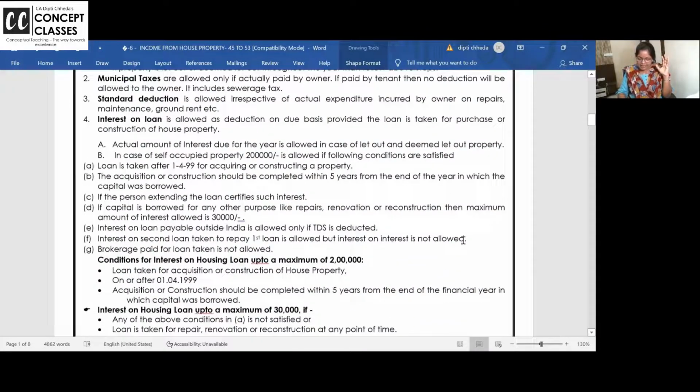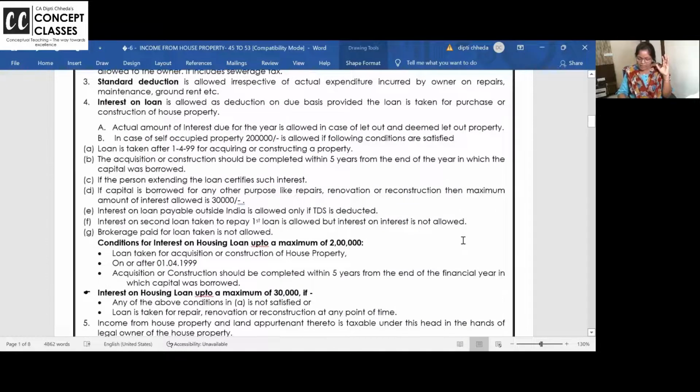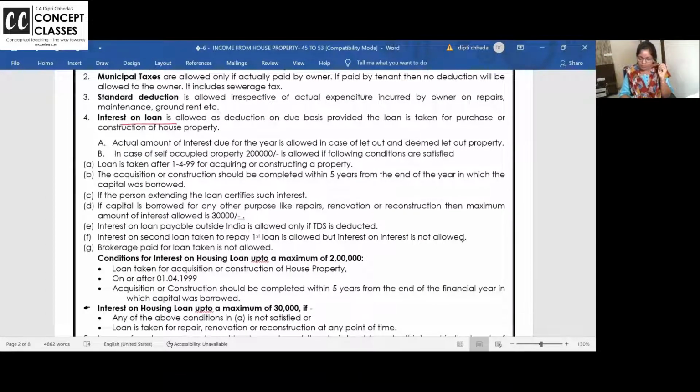Chalo. Next, let us talk in more detail about interest on loan. Interest on loan as a deduction is allowed on due basis. Interest is due, but you have not paid, still it is allowed. Now, in case of let out and deemed let out, interest on loan is allowed without any upper limit. I want to repeat, let out and deemed let out, no upper limit. If you want, write down, there is no upper limit.